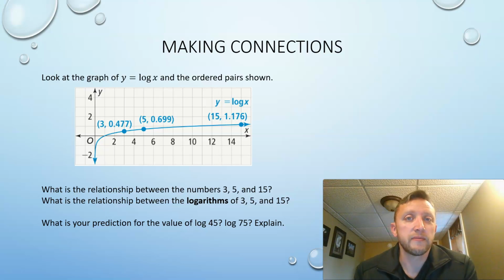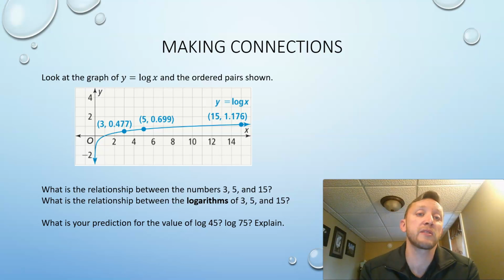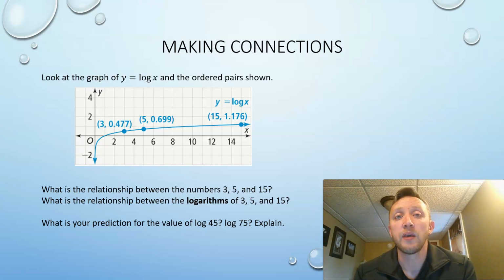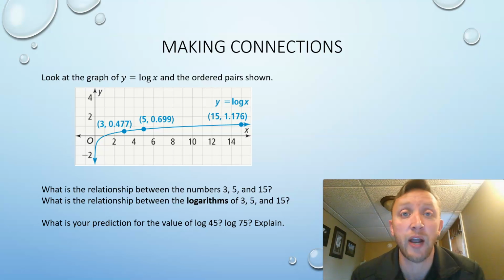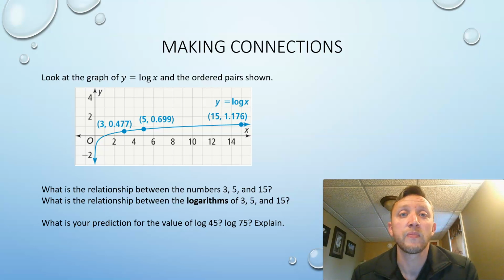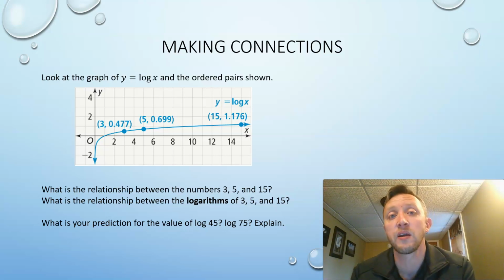All right. What did you come up with? Hopefully we're able to discover that 3 times 5 is 15. Now, maybe you tried some different things with the y's. Maybe you took 0.477 times 0.699, and if you multiply those together, you do not get 1.176. But did you try adding them? If not, try adding them. If you add those together, you would see that 0.477 plus 0.699 is 1.176.